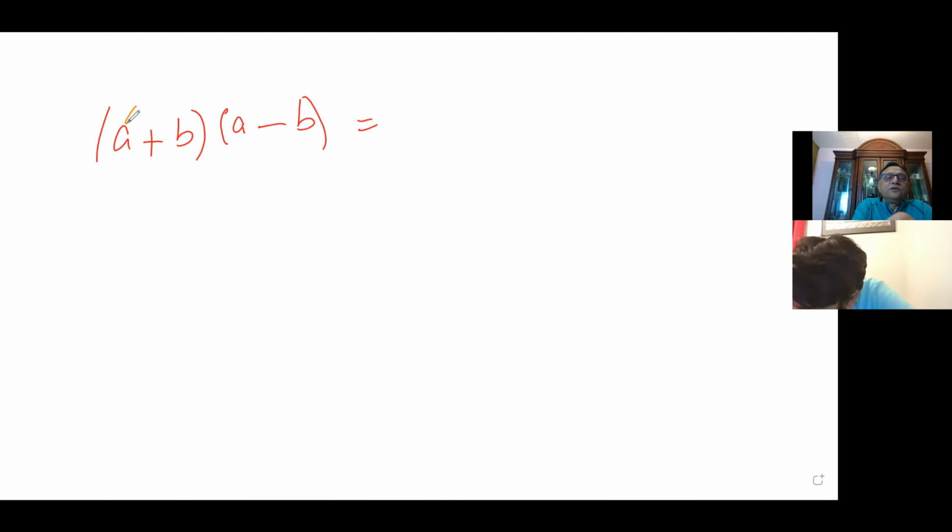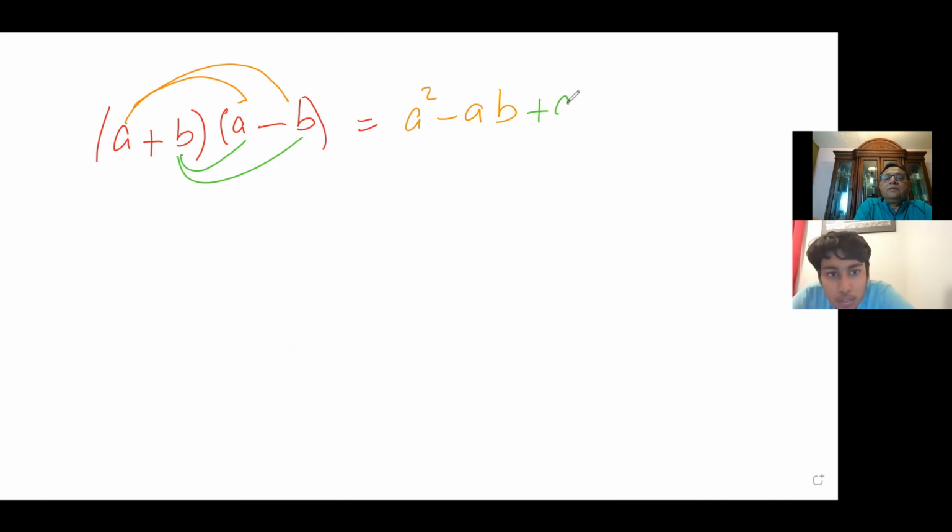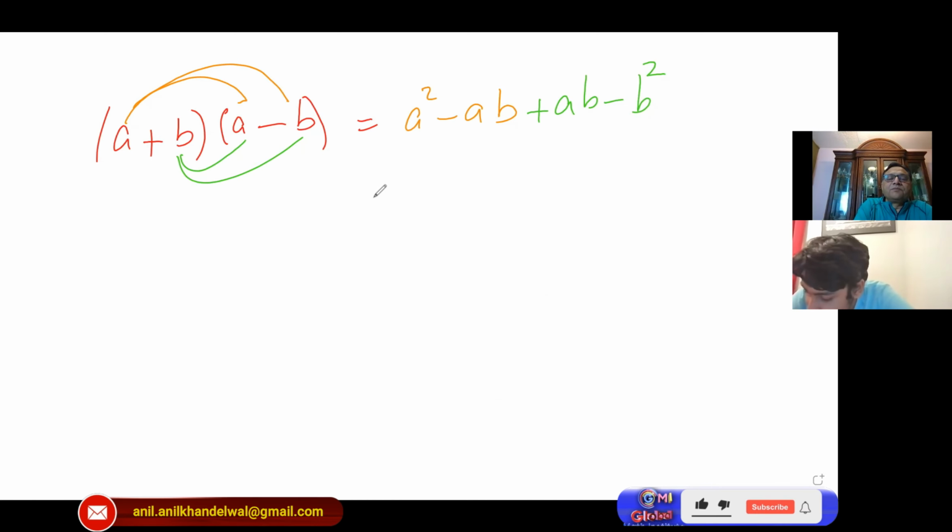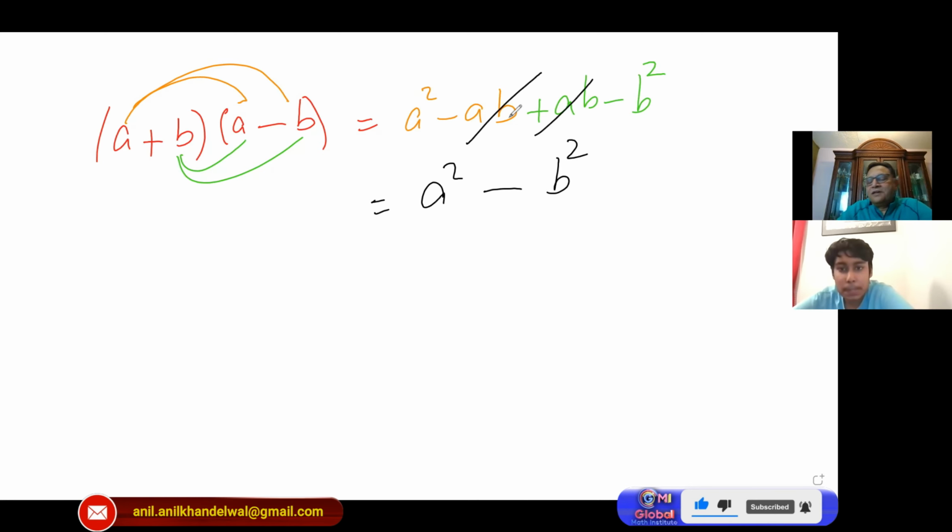Well, in expansion, one very interesting case is when we have not a plus b, but a plus b times a minus b. So if we do this combination, what do we get? Let us expand and check our result. When you do a times this, what do you get? You get a squared minus ab, right? And if you do times b, then you get plus ab minus b squared. And that results in a square minus b square, because these terms cancel, correct?